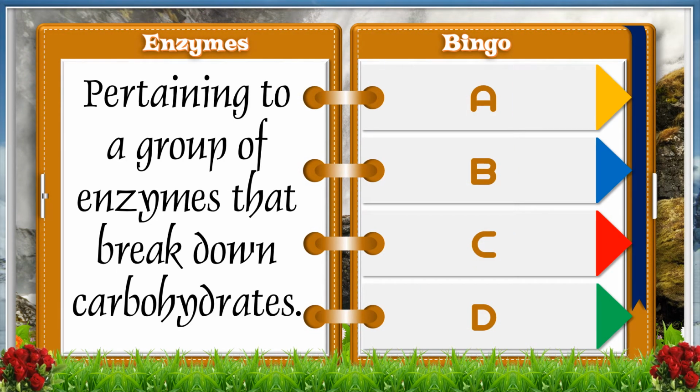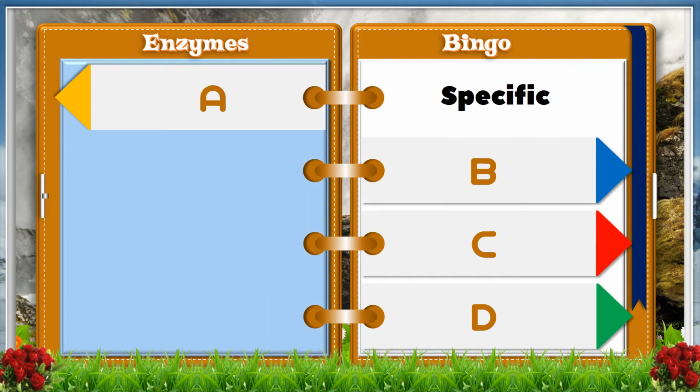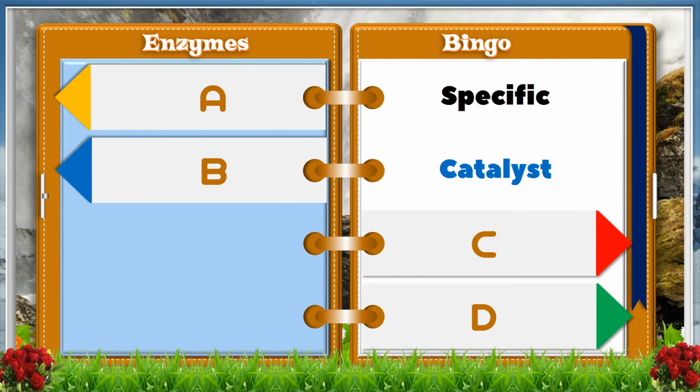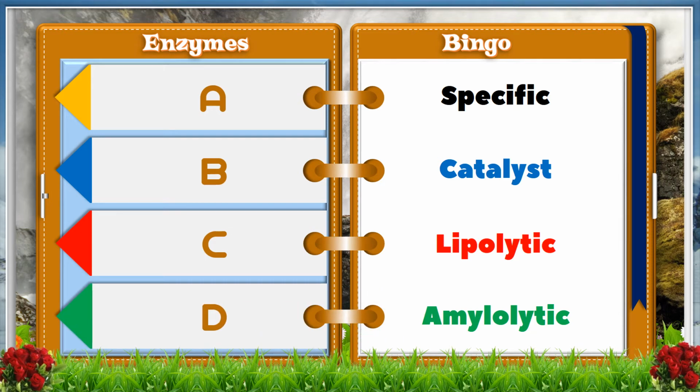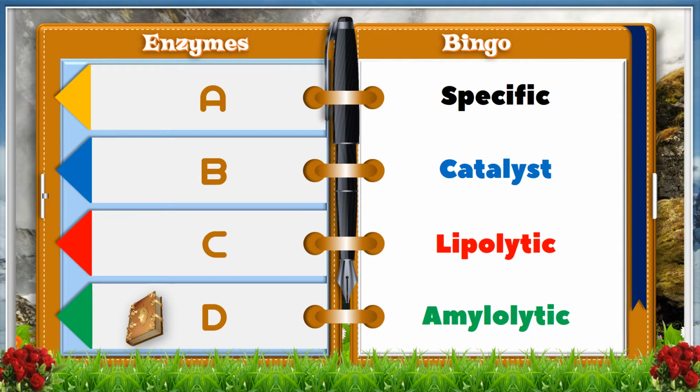Pertaining to a group of enzymes that break down carbohydrates. A. Specific. B. Catalyst. C. Lipolytic. D. Amylolytic. And the answer is D. Amylolytic.